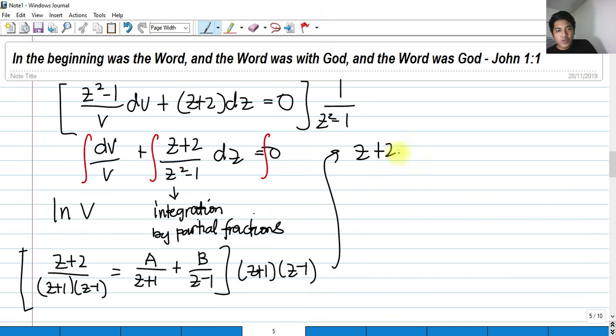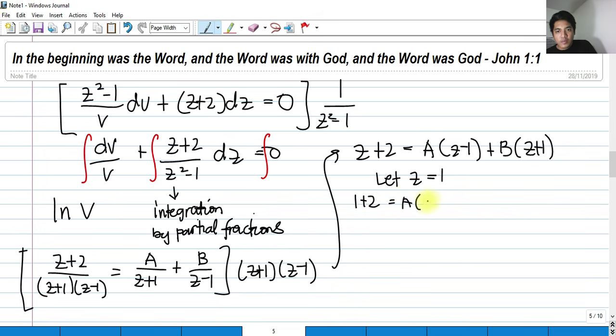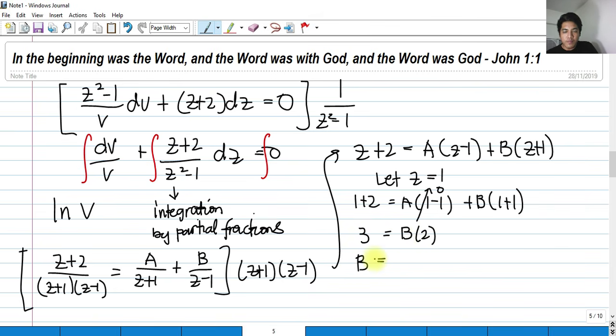We have z plus 2 here is equal now to A times z minus 1, plus B times z plus 1. This is only a review of your integration by partial fractions. To find A and B, we let some value of z. Let z equal 1. So what will happen? 1 plus 2 here, A times 1 minus 1, which is simply equal to 0, plus B times 1 plus 1. So we have 3 equals B times 2, or B is simply equal to 3 halves. So we get now the value of B.